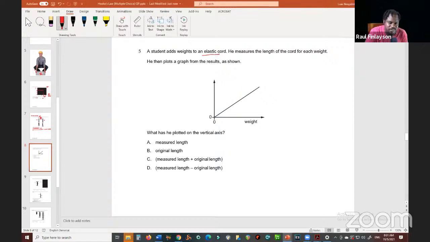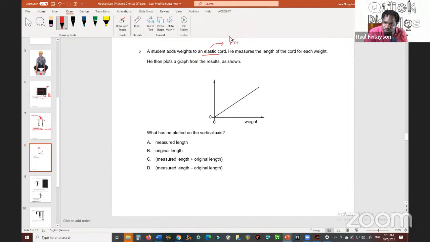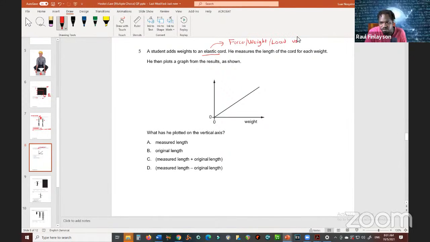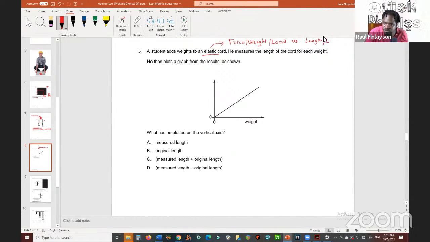The key word here is elastic. When you talk about elastic, it's always force, or weight, or load, versus whatever it's going to cause, a change in the length, or extension. Any one of those words can be used here.